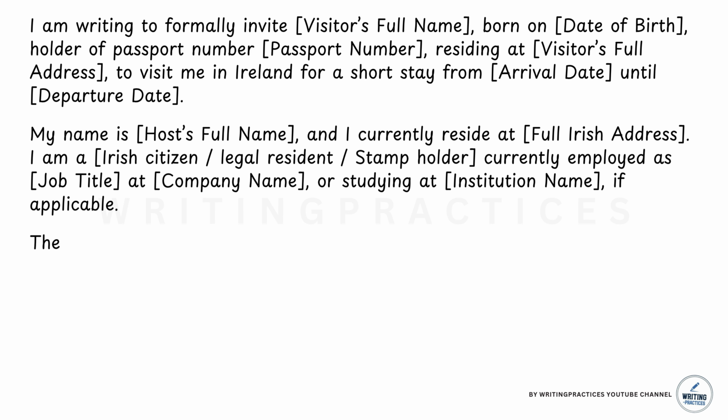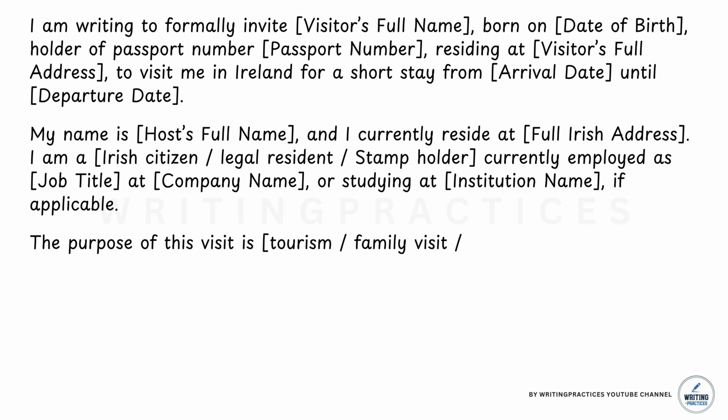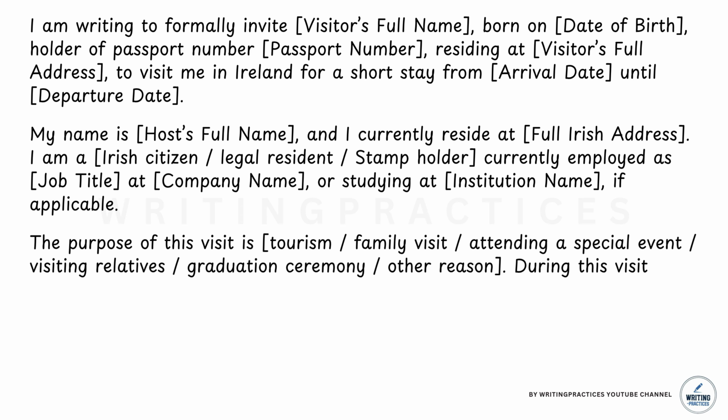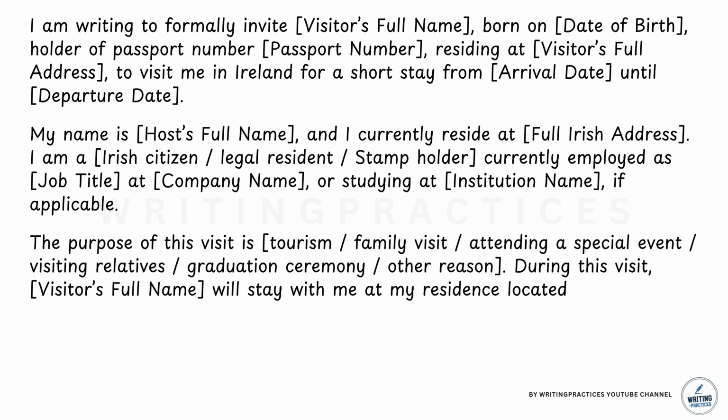Purpose of the visit. Now explain why the visitor is coming to Ireland. For example, the purpose of this visit is tourism and family visitation. You can say, during this visit, Sarah Johnson will stay with me at my residence located at 12 Riverwalk Apartments, Cork City, County Cork. This section is important because it clearly explains the reason for travel and accommodation arrangements. Irish visa officers want to know that the visitor has a clear travel purpose and proper accommodation during their stay.